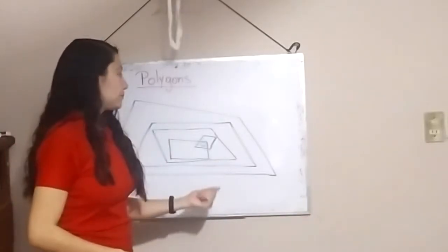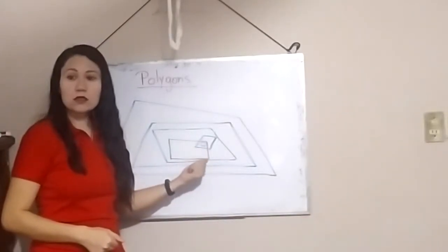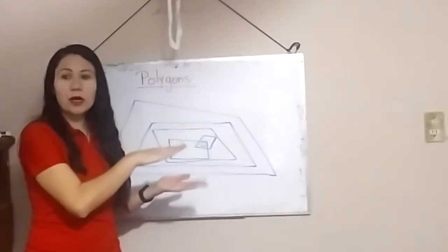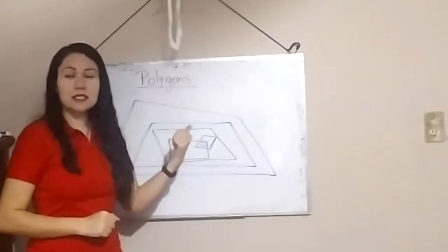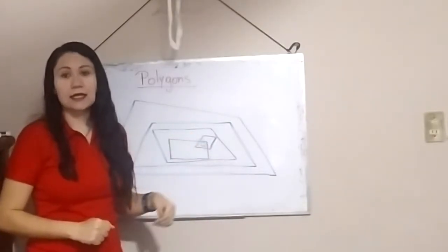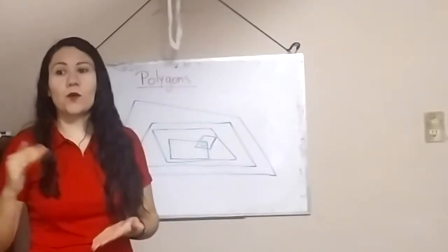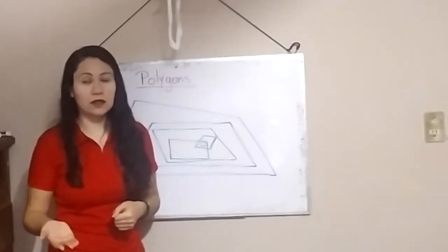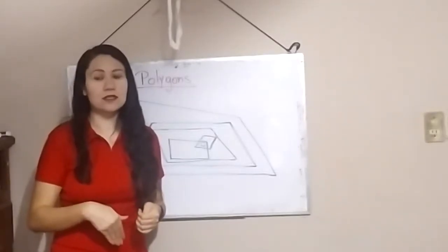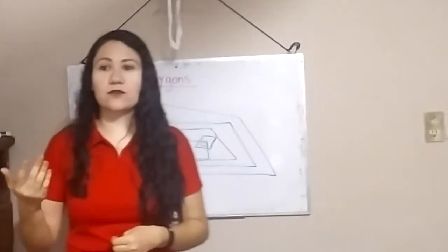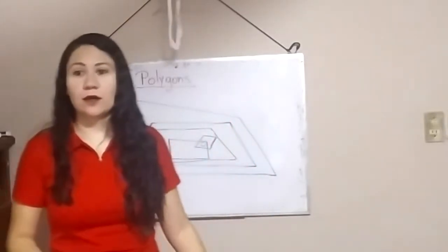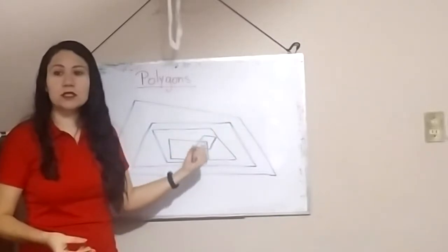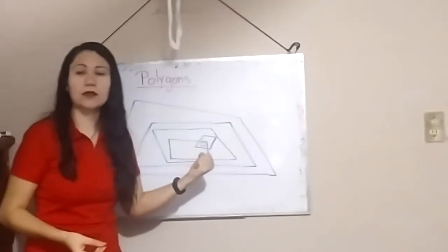Okay, so is a square also a parallelogram? Yes, because it has two pairs of parallel sides. Is a square also a trapezoid? Yes, because it has at least one pair of parallel sides. Is a square also a quadrilateral? Yes, because it has four sides, okay? But if we are asked, we are going to say the most specific one that we can, okay?